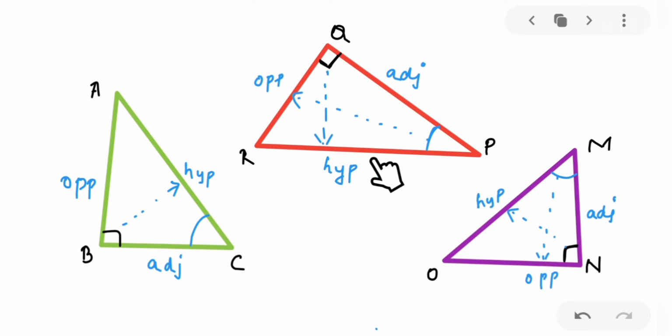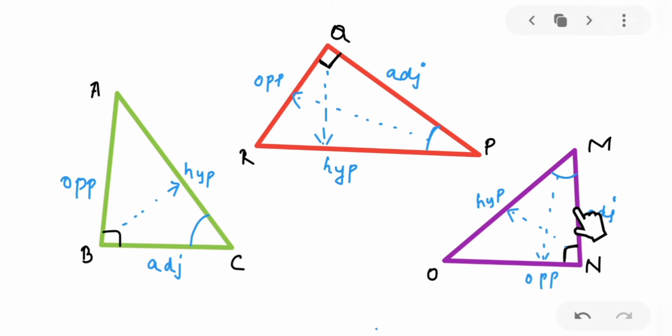Let me take one more triangle, triangle PQR, which is right angled at Q. Let us now recognize the opposite, adjacent and hypotenuse for this triangle. Let me choose the reference angle as P. When I choose the reference angle as P, the side which is opposite, that is QR, becomes the opposite side, and the side which is next to it becomes the adjacent side. So my PQ is the adjacent side, and the hypotenuse is the one which is opposite to the 90 degrees. So my PR is the hypotenuse.